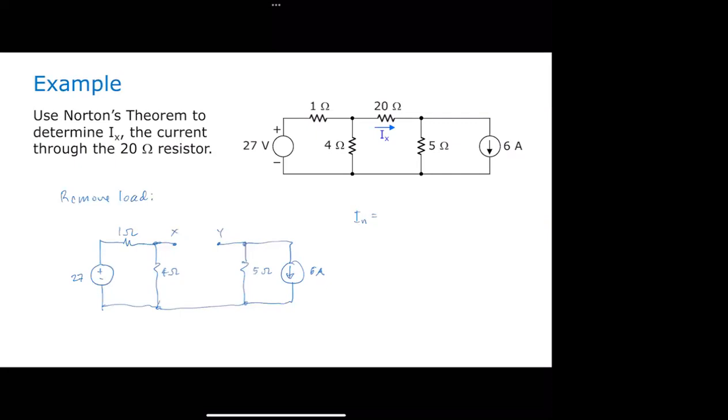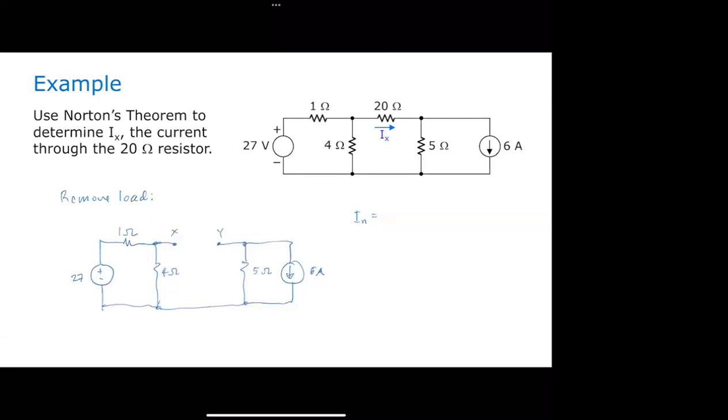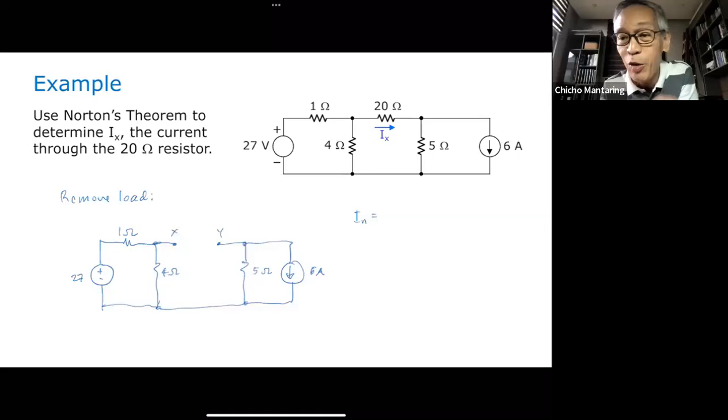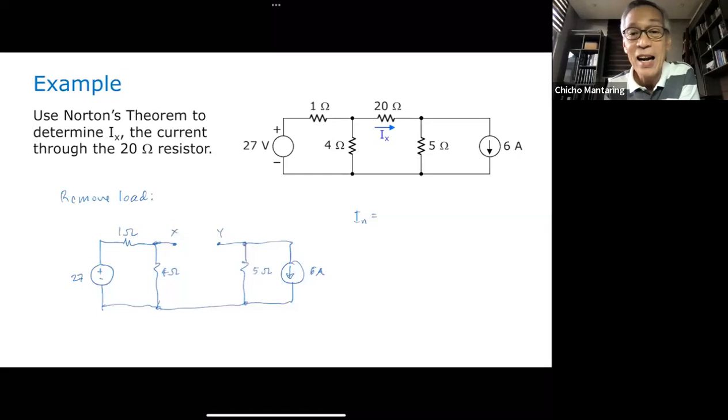We'll have to get the current of I sub X and Y, sir. Paano, sorry? Ano ilalagay natin between X and Y? We'll have to short it, sir. Exactly, no? So you have to short X and Y. And then titignan natin kung ano yung current na magfo-flow dun sa short na yun, IXY. And that would be I sub N. Okay?